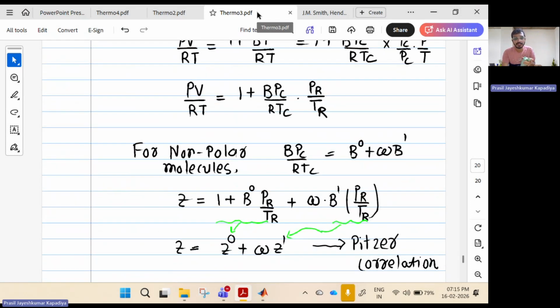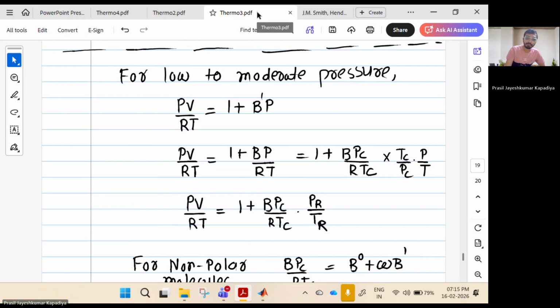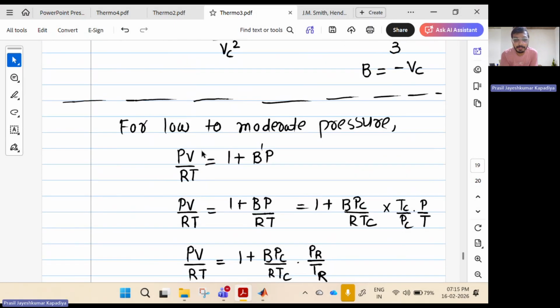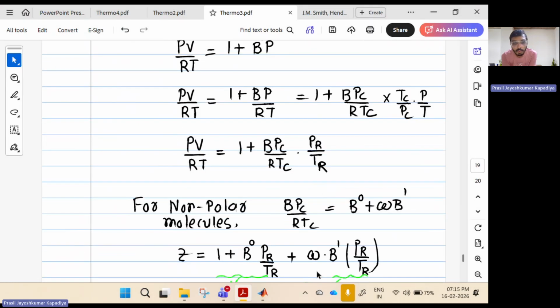This we had looked at last class. For low to moderate pressure, I'm writing that PV by RT is 1 plus BP by RT. This P is PC into PR and T is nothing but TC into TR. So BPC by RTC is nothing but B naught plus omega into B prime for all non-polar molecules. If I replace B naught plus omega into B prime here, I will be with 1 plus B naught into PR by TR plus omega into B prime PR by TR.